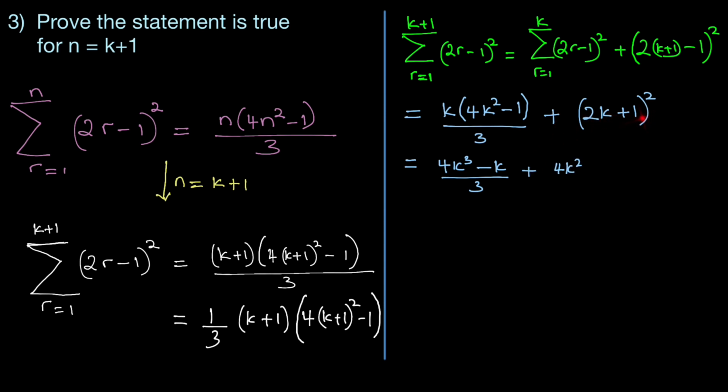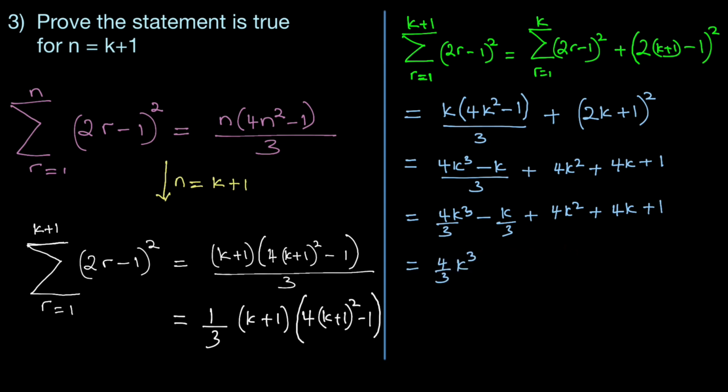Now this is 2k plus 1 times 2k plus 1, and that will give us 4k squared plus 4k plus 1, because 2 times 2k is 4k squared. 2k times 1 is 2k. Then if I times that again by itself, because this is twice of this, so I get 2k, and then I get 1 times 1, that would be 1. That's why it's 4k. Now I need to simplify this. I've decided to write it as 4 over 3 k cubed minus k over 3, which is the same thing as this, plus the 4k squared plus 4k plus 1.